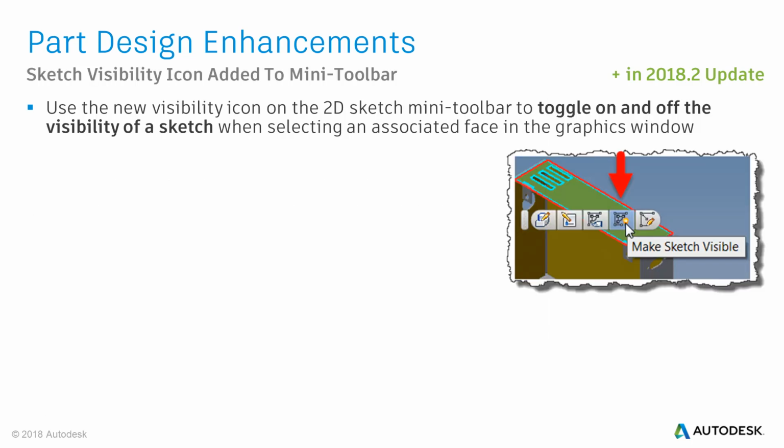So, at the end of the part design enhancements, a small outro. There is a new visibility icon on the 2D sketch mini-toolbar that allows you to switch on or off the visibility of the sketch as consumed by the feature where you selected a face.